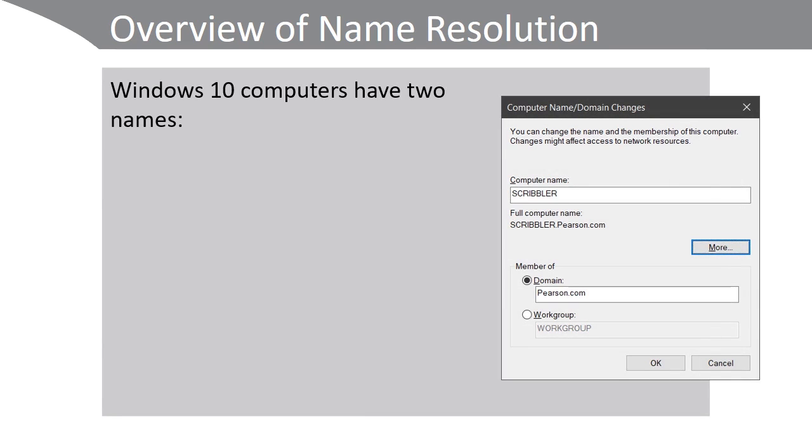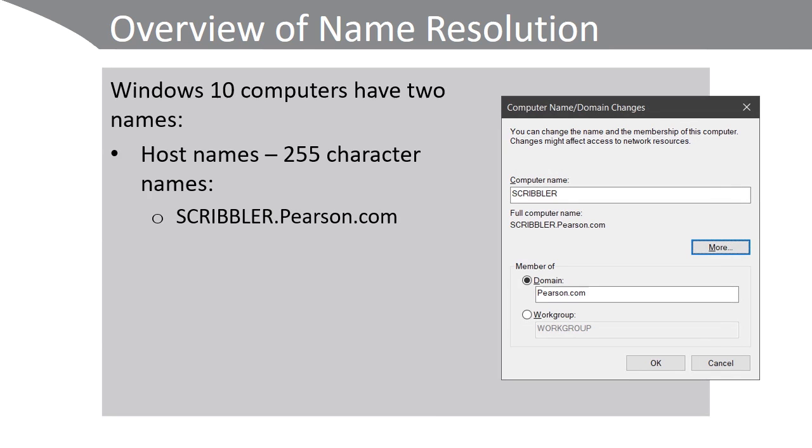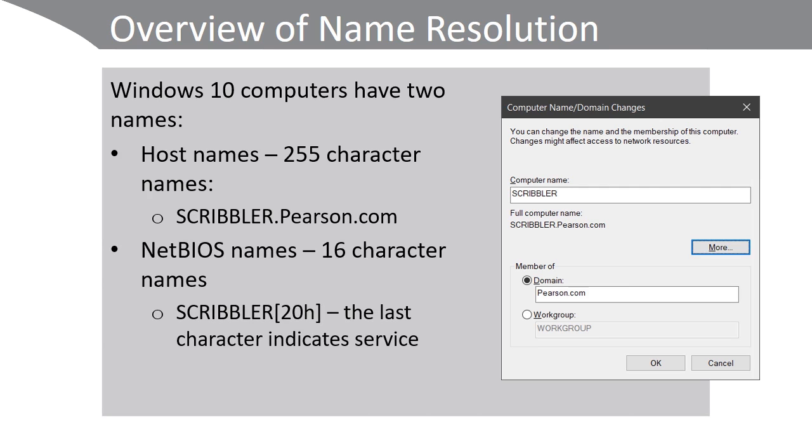Windows 10 computers have two names. Host names, which are 255 character names, for example, scribbler.pearson.com. NetBIOS names, these are 16 character names, for example, Scribbler and then in square brackets 20 to indicate the service that we're talking about. NetBIOS names are less frequently used now.